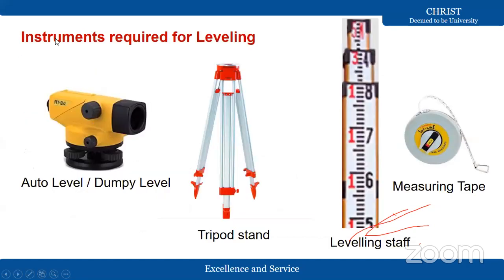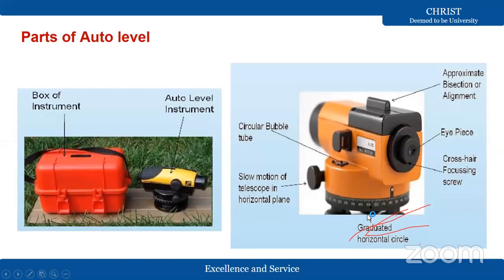Then the instruments you are going to use: auto level, dumpy level, and the accessories. The main instruments are the tripod, leveling staff, and measuring tape. Then the parts of the auto level: you have a box container, then a telescope with focusing, this is the objective frame, this is the eyepiece. On the other side you have the focusing screw and a slow motion tangential screw, which means you are going to turn your telescope in a horizontal motion. This is the auto level.